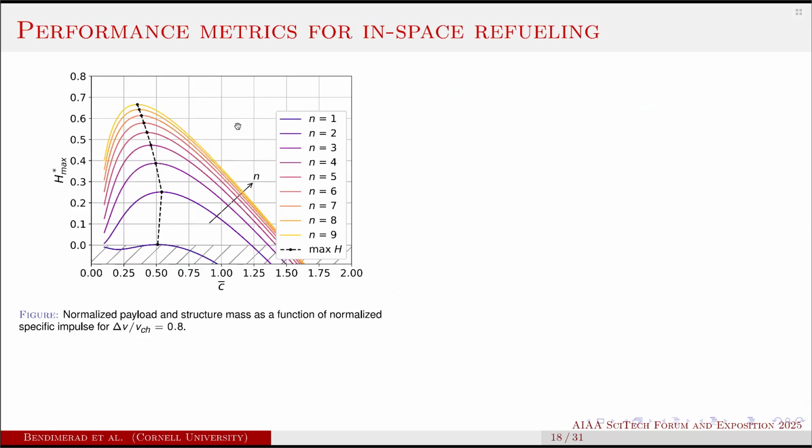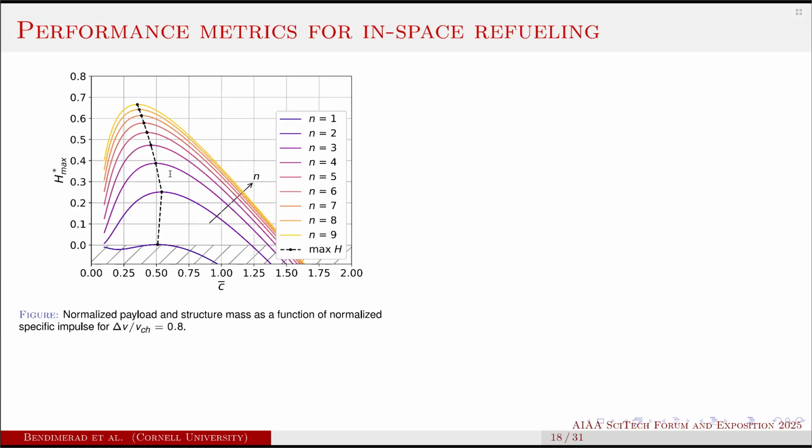Then we can generate this plot of the normalized payload mass as a function of the specific impulse. And we do it for the extreme case of delta V over the characteristic velocity equal to 0.8. And as we showed earlier, the payload mass is negative and therefore the mission is not feasible. However, if we increase the number of segments in the mission, which means if we do refueling, then the payload mass becomes positive. So the mission is enabled if refueling is used in the mission.